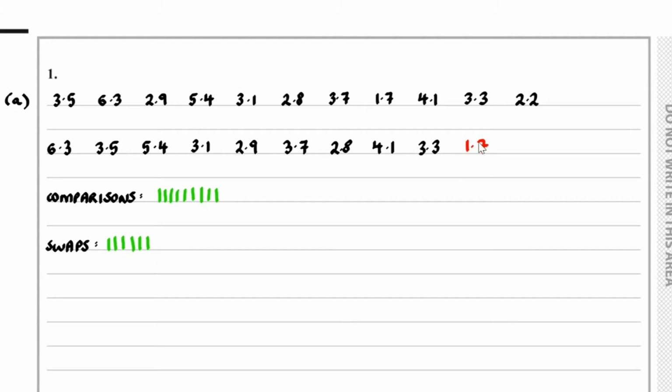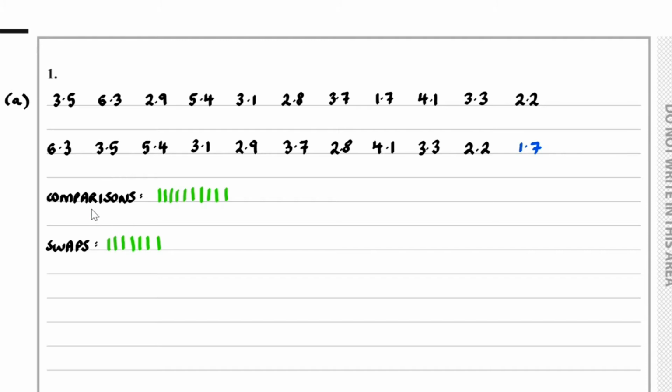We then compare the 1.7 with the 2.2. So that's another comparison. And do they need swapping? Yes, they do, because 2.2 is larger than 1.7. So the 2.2 would go here, and the 1.7 has been moved to the end of the list. So here is our first pass completed.